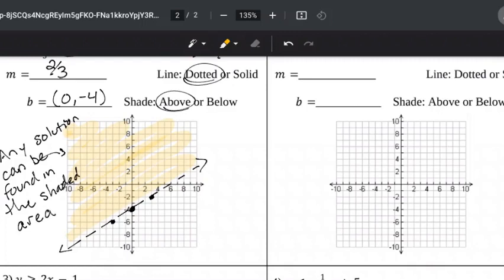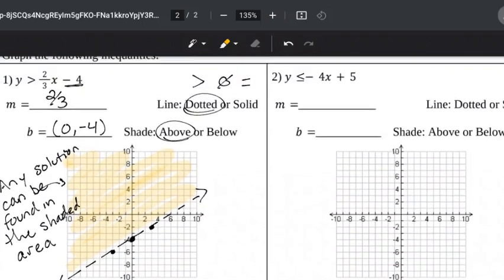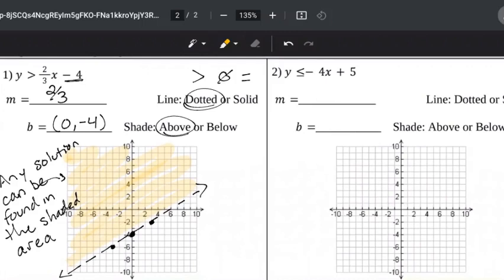We'll talk more about that at a later time, but just a heads up, right? The reason why we shade is because we're saying that anything can be greater than our line, which means above our line, not equal to, so we're not including the information on the line. All right, example number 2.